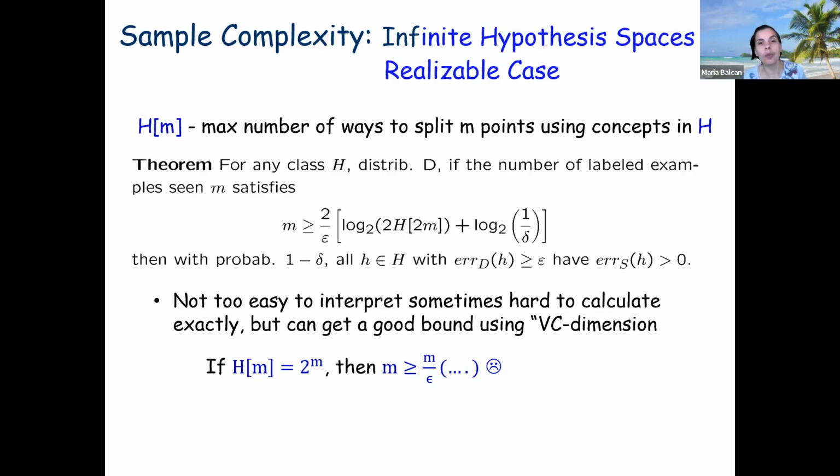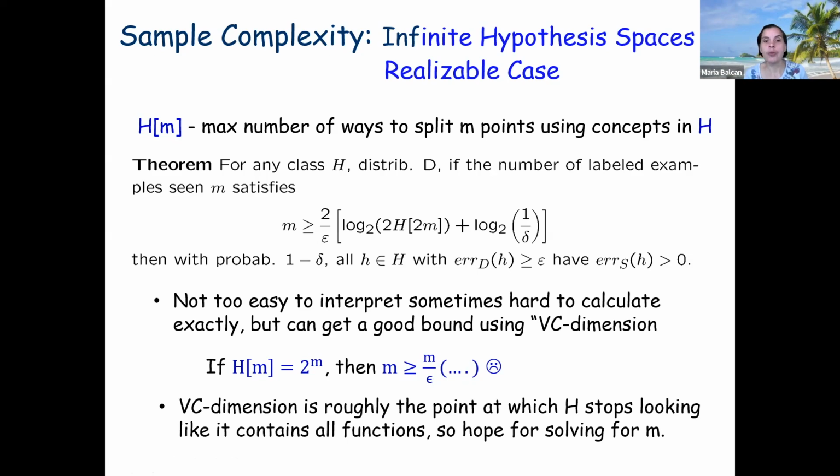But I guess it's still a meaningful bound, because, for example, it does tell us that if H is very complex and contains all the functions in the world, then H of m is 2 to the m, and so this bound will not be achievable. Because it tells us if m is greater than m over epsilon times some terms, then some good event happens. Of course, this will never happen. So yeah, I guess it's a good intermediate bound. That's what I'm trying to say.